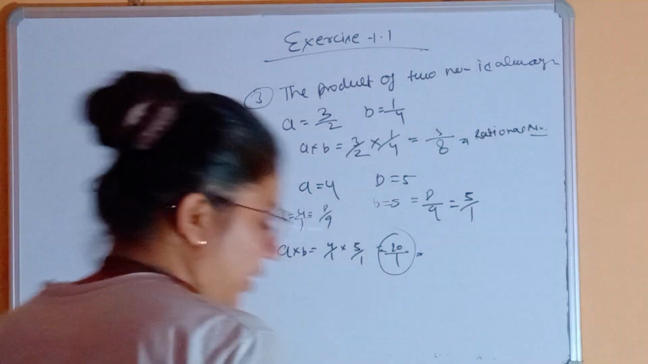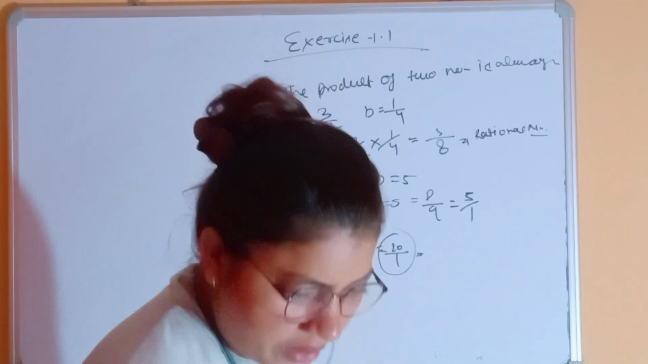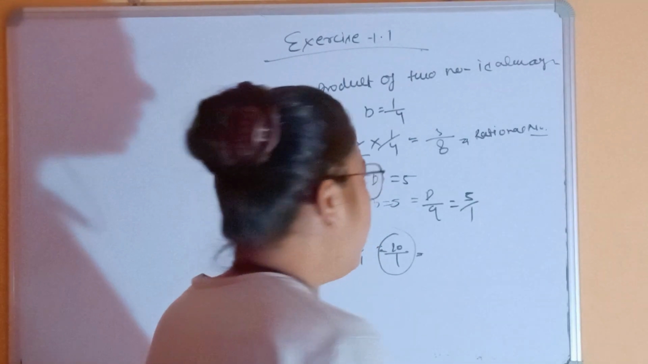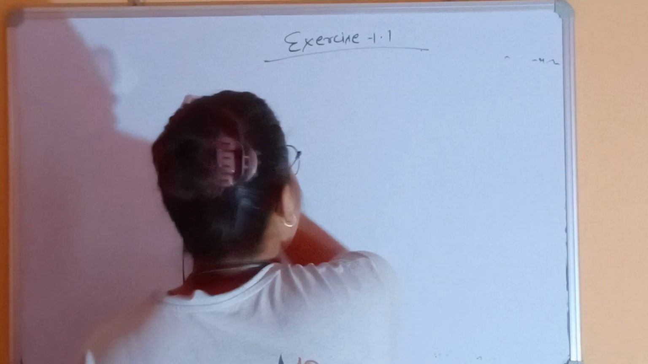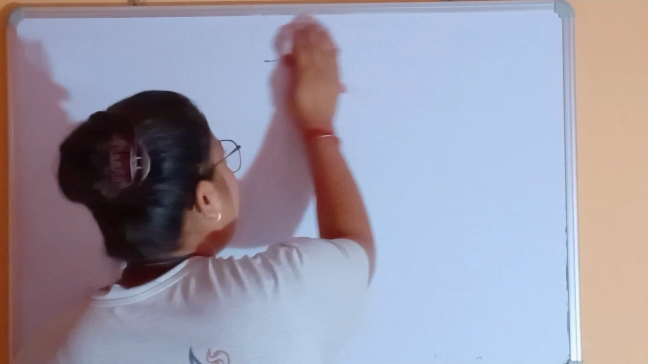In the second chapter, what is the name of the chapter? Linear equation in one variable. Chapter 2nd.